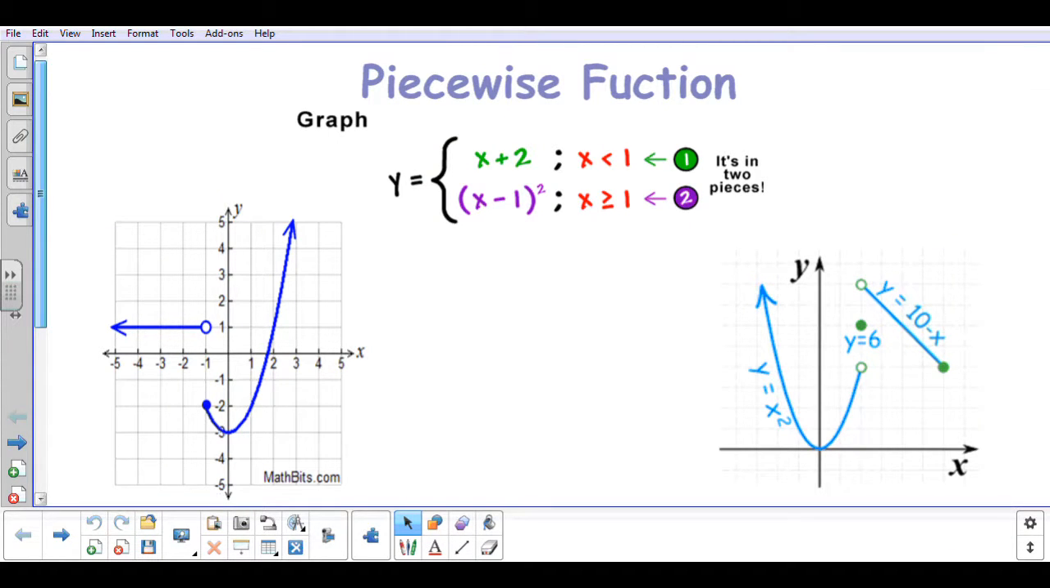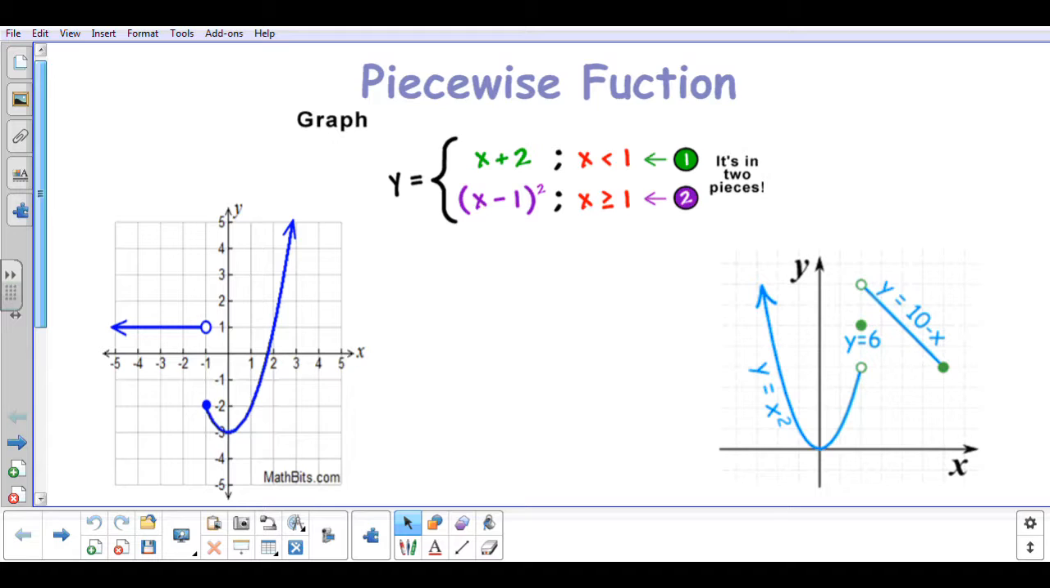A piecewise function is a combination of one or more functions put together on the same graph. Their x values are restricted so that each graph is just a piece. So up top here you see how the equations are going to be written. I have two separate functions, x plus 2 and the quantity of x minus 1 squared.